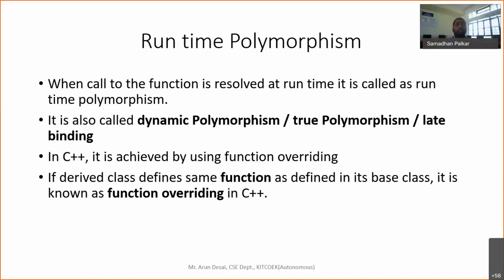But for the time being, keep in mind that if you have the same function in two classes, that is, in the base class as well as in the derived class, then that is simply called function overriding, right? If the same function is defined in the base class as well as in the derived class, then that is referred to as function overriding. So this is simply called runtime polymorphism.